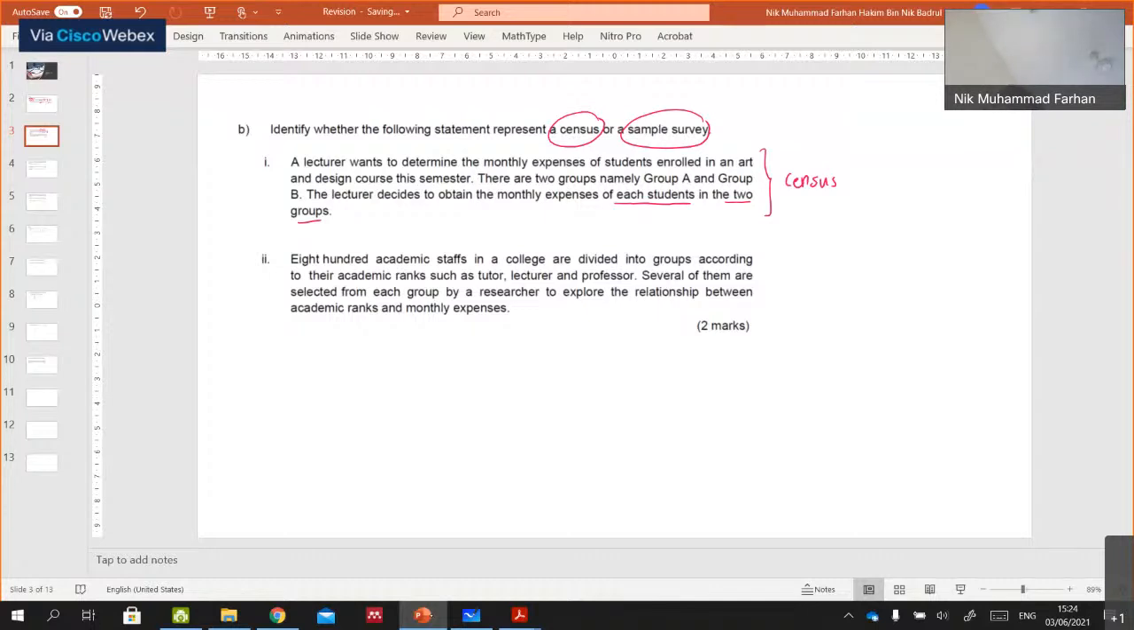And the second question: 800 academic staff in a college are divided into groups according to their academic ranks, such as tutor, lecturer, and professor. Several of them, not all, are selected from each group by a researcher to explore the relationship between the variables. Only several of them are selected, so this one would be the sample survey. Please write your answer. You score another 2 marks. It's very, very easy.